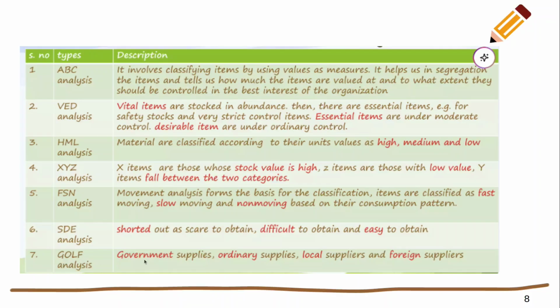GOLF analysis. Government supplies, ordinary supplies, local suppliers and foreign suppliers. According to the suppliers also we keep stock. Government supplies some items to the hospitals, maybe ORS sachets, some drugs, vaccines which are supplied by the government. Ordinary supplies from local suppliers: locally we get ordinary tablets where not much complication is there. And foreign suppliers.